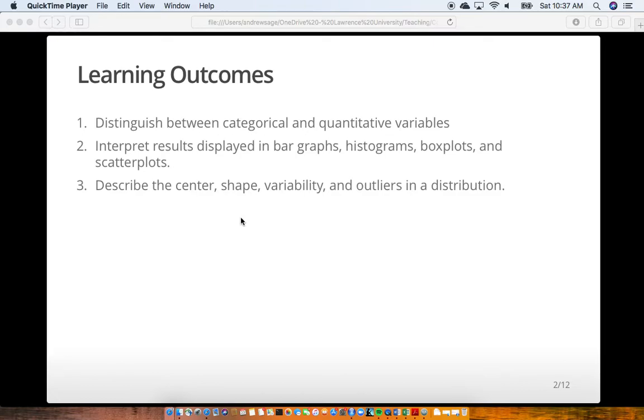This is the first video for elementary statistics at Lawrence University. In this video, we will talk about how to visualize data using bar graphs, histograms, box plots, and scatter plots. After watching this video, you should be able to distinguish between categorical and quantitative variables, interpret results displayed in bar graphs, histograms, box plots, and scatter plots, and describe the center, shape, variability, and outliers in a distribution.